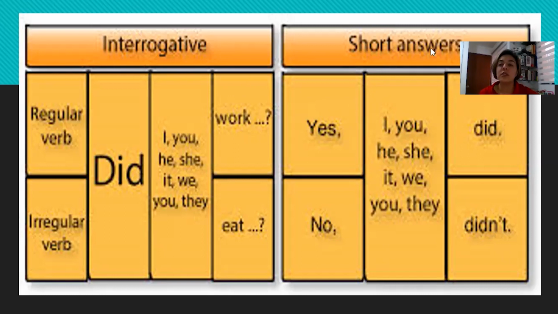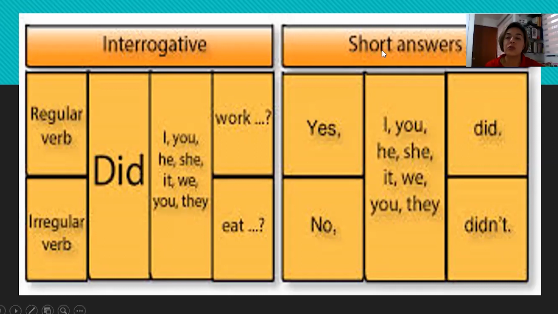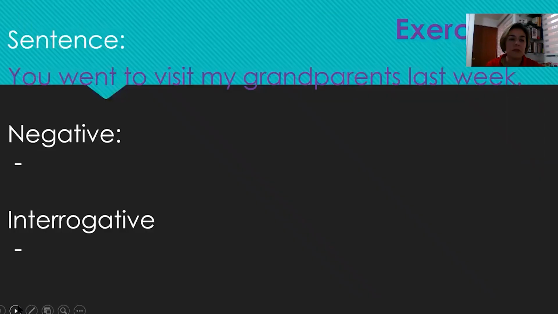And remember, if you want to answer these questions, you have to use short answers. Did she work? Yes, she did. Did I eat? No, I didn't. Okay, so you can use in the affirmative, did. In the negative, did not. Yes, using short answers. You can use did not, or did. But the most common is with the contraction. Okay. So that is for questions, interrogative.